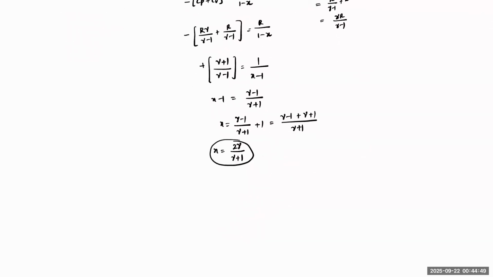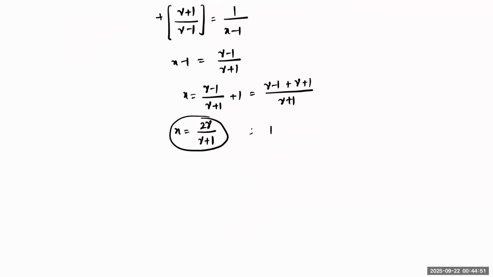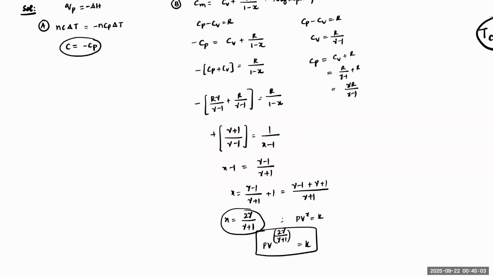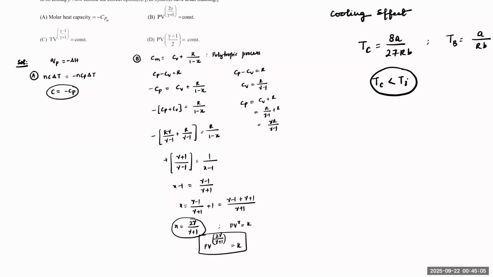So now tell me, for a polytropic process, what do we write? PV raised to power of x is equal to constant. So what is PV raised to power of x? 2 gamma by gamma plus 1 is equal to constant. And so this is option B. So I think we got that. Please check. Is the calculation part clear, everybody? Please do check.